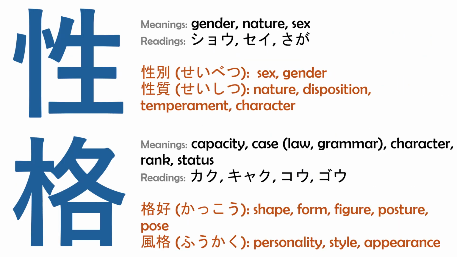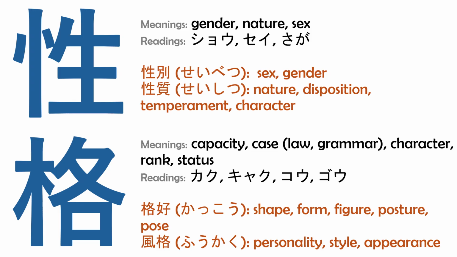The first kanji means nature or character and also relates to sex or gender. In the word seibetsu, it marks whether something is male or female, and in seishitsu, it points to the basic nature or disposition of a thing.